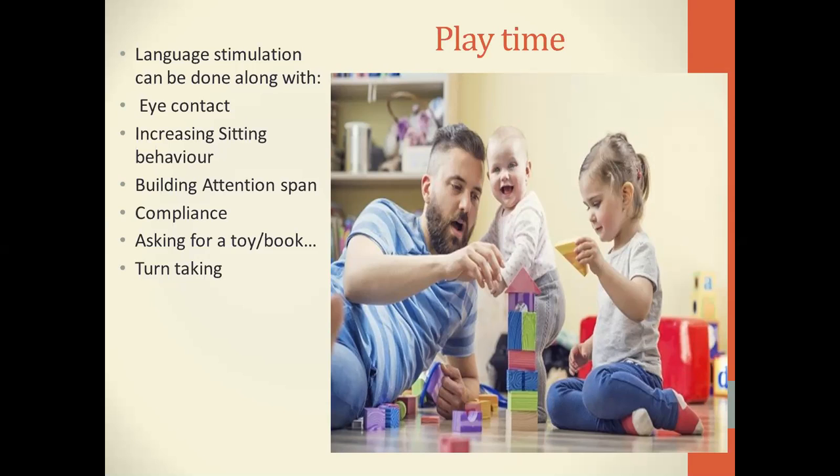So you can also let the child ask you for a toy or a book. So you're giving chances to the child to communicate. Then you can also build on turn taking. So many things can be done during playtime. So this again will be spoken about by my colleague. She's got some excellent activities that you can use to build attention span, eye contact, a lot of things. All of these will be targeted by her.